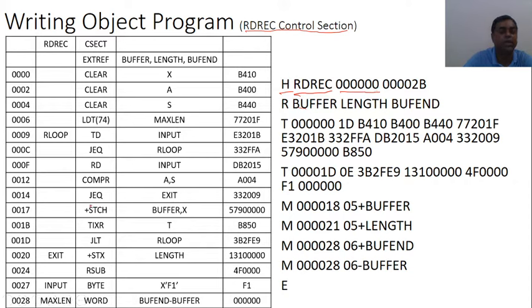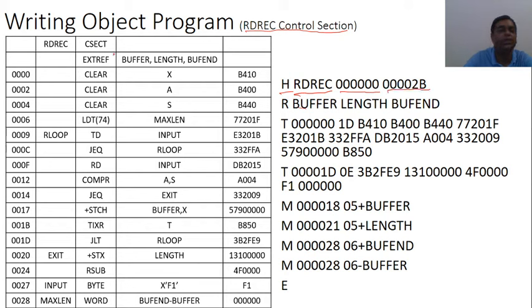Then what is the size of this control section? You can see here 0028. At 0028, what is written here? WORD. That means it will take 3 bytes of memory. The next address will be 002B. So when we want to get the size of this control section, that will be 002B minus 0, you will get the size of this control section. That will be 00002B.